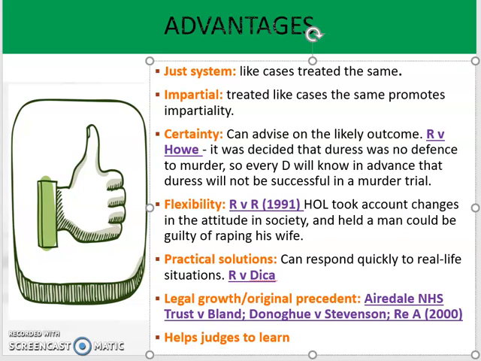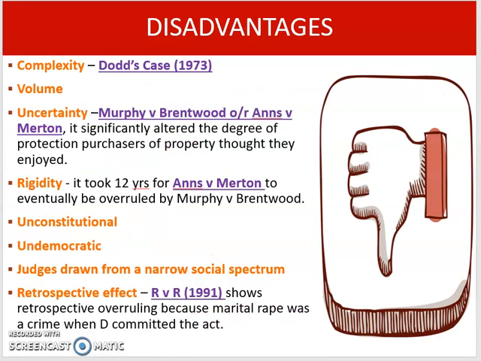Okay, so if we go on to consider some of the key disadvantages then, again, I've listed some of the key points here for you in orange, and we'll just talk through and check that we understand these. So first of all, judicial precedent is extremely complex. And there's a great example we could use here. I've given you some details in your booklet.